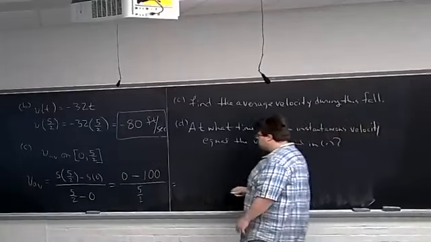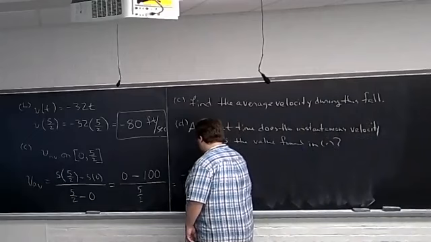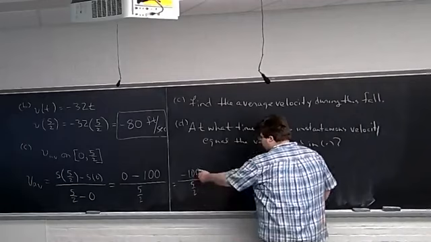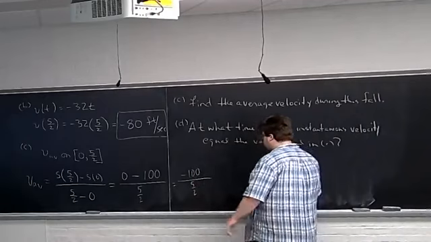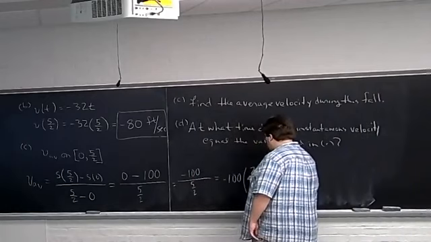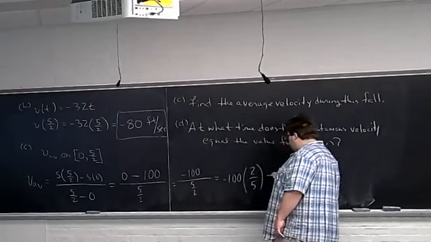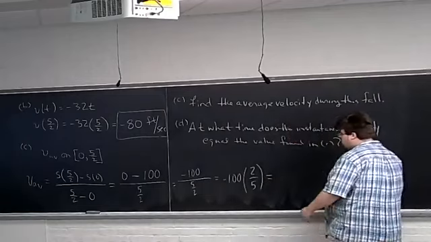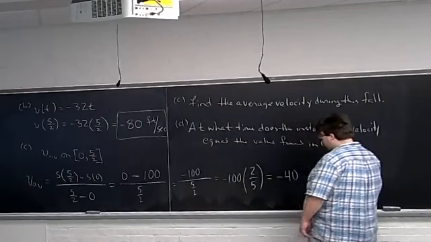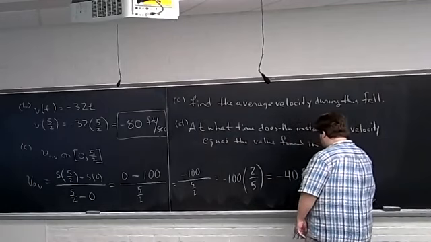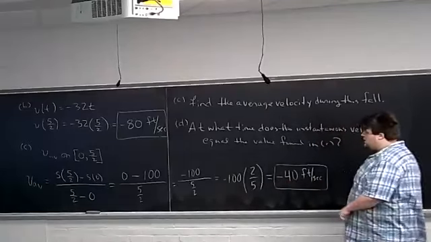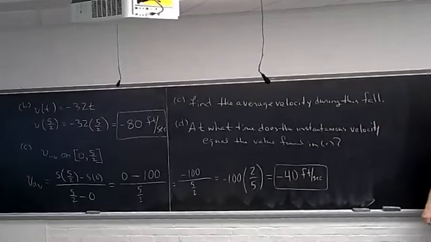Now we need to simplify this. We get what? -100 divided by 5/2. And I always like exaggerating a fraction bar when I have layers of fractions. -100 times 2/5. 100 divided by 5 is 20. 20 times 2 is 40. There's a negative, so -40. And our units here are also feet per second. Any questions about part C?